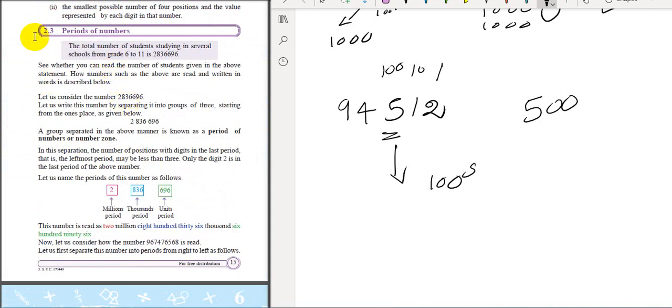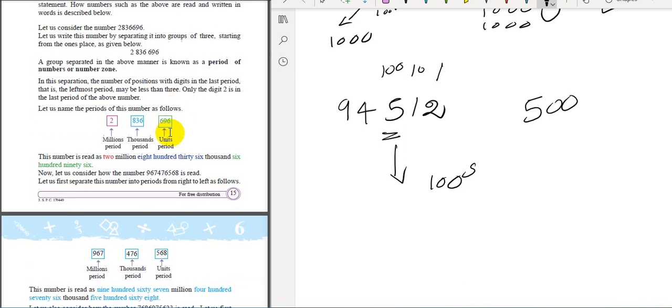The total number of the students studying in several schools from grade 6 to 11 is... can we write this number easily? No. If you have more practice, if you go to higher grades, only then can you easily read this number. So the next step is how to read and write numbers in words. For that easiness, we are going to learn the periods of numbers. If you know the periods of numbers, we can write this number and recognize its value very easily. So how many periods are there?